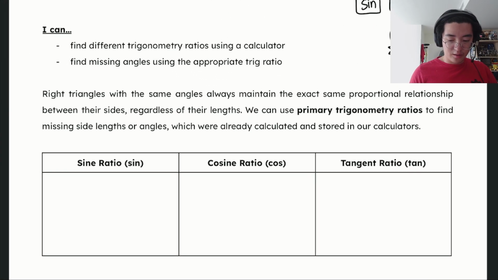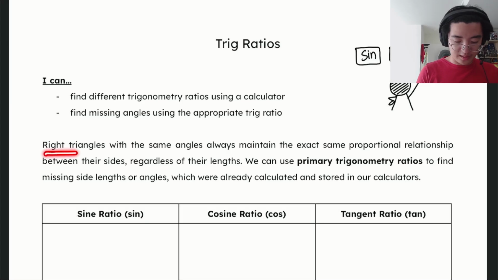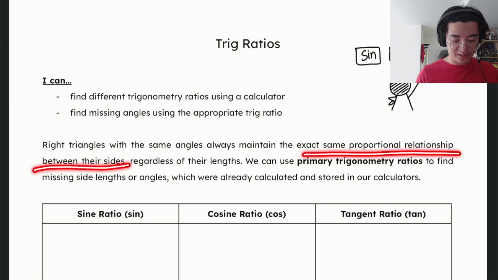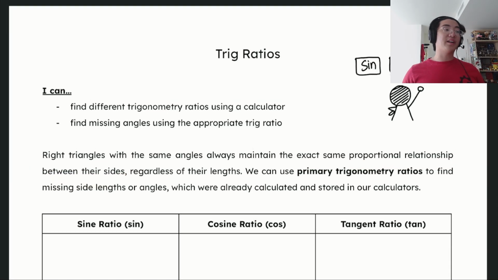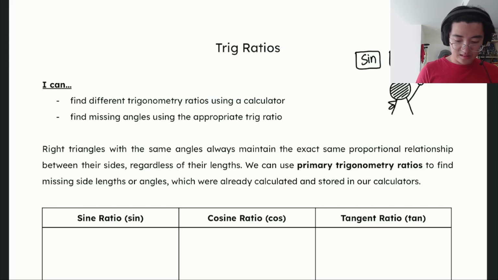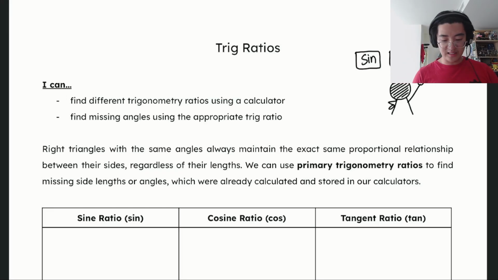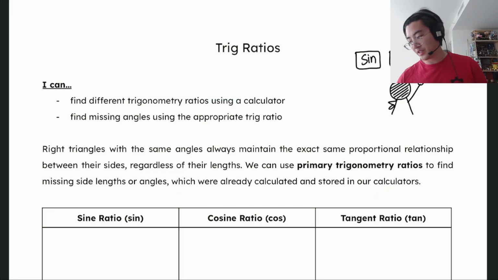Now those ratios are very important because when it comes to right triangles, they always maintain the same proportional relationship. So no matter how long each side of the right triangle is, the ratio between each side is always proportional. It's always the same. So we can use what we call trigonometry ratios to find those sides and angles. Luckily, in our calculators, they're already stored.